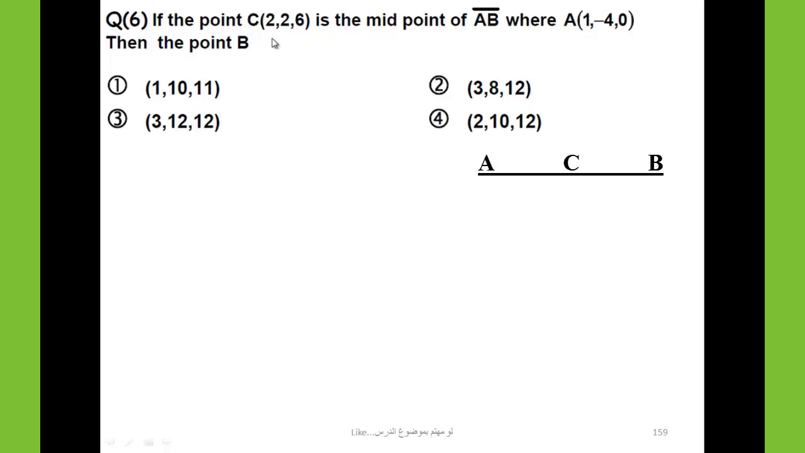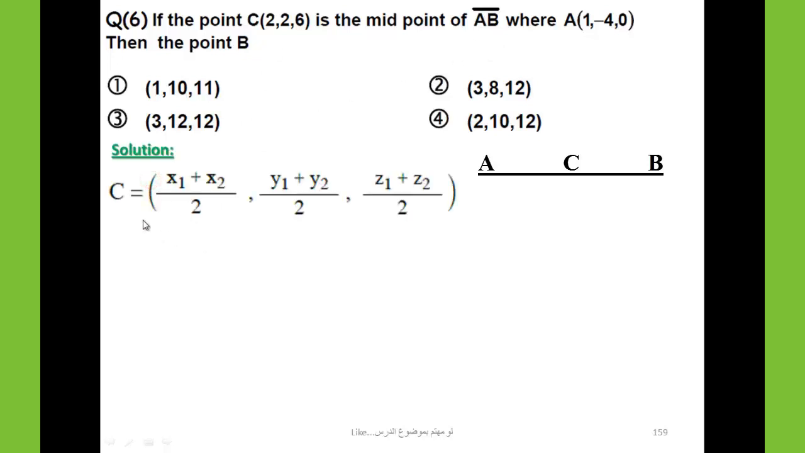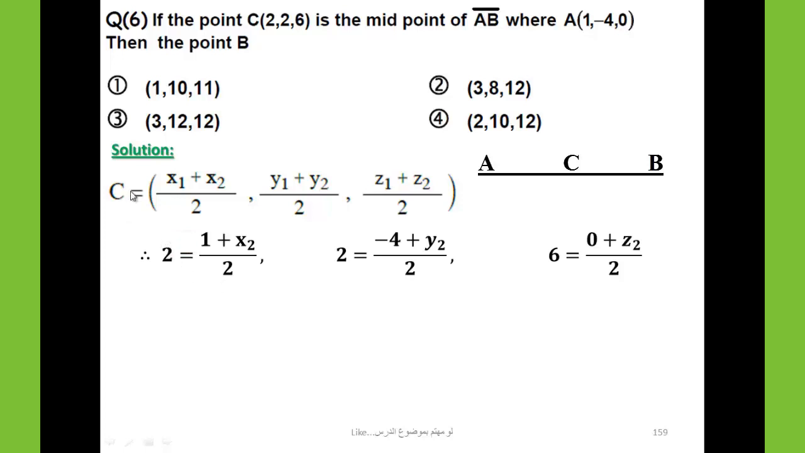So what's the coordinates of the midpoint of line segment AB? The coordinates are C equals (x1 plus x2 over 2, y1 plus y2 over 2, z1 plus z2 over 2). This is the coordinates of the midpoint in 3 dimensions. So C equals (2, 2, 6).